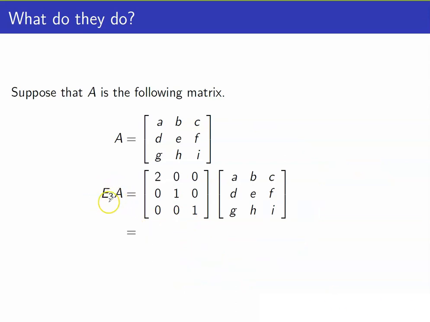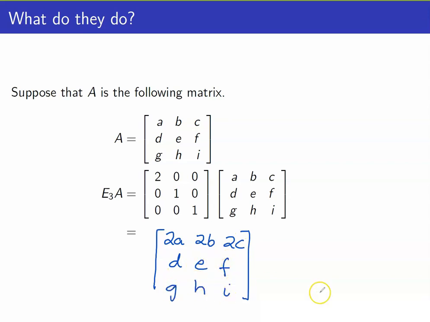When we multiply E3 on the left of A, what do we get? For the first row, we will always hit the first row multiplied by 2. We get 2A, 2B, 2C, and this will still be D, E, F, G, H, I. You can obtain E3A by multiplying row 1 by 2, and this operation here is the same operation that we performed on the identity matrix to get our elementary matrix E3.